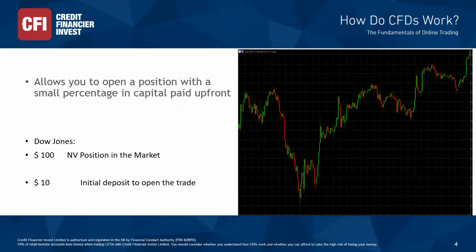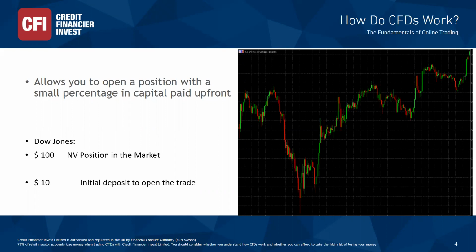So in this case, if the value of the Dow Jones at the moment is $100, then all you have to do is put $10 of your money to be able to trade that $100 position, okay? So as you can see, you have that big advantage of CFDs that you can trade a much larger position just by depositing a small amount, okay?